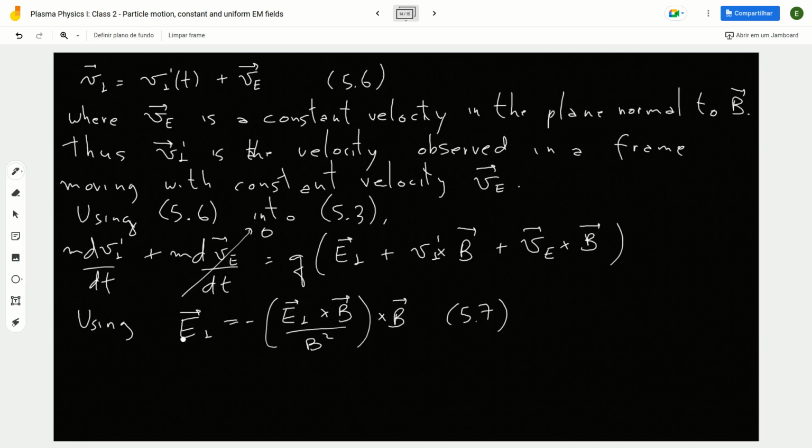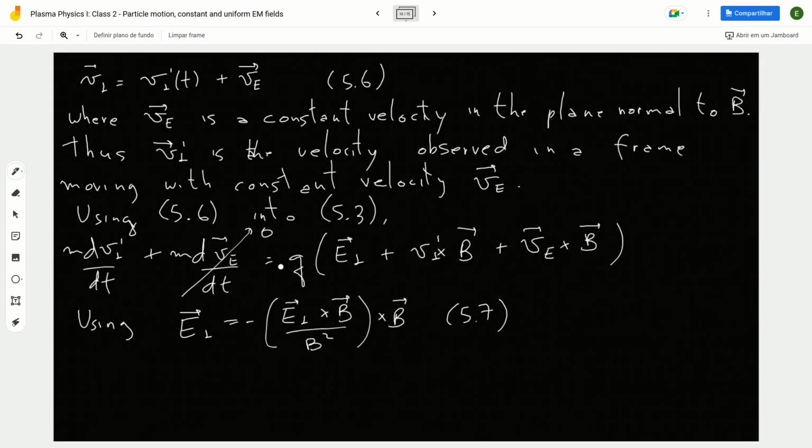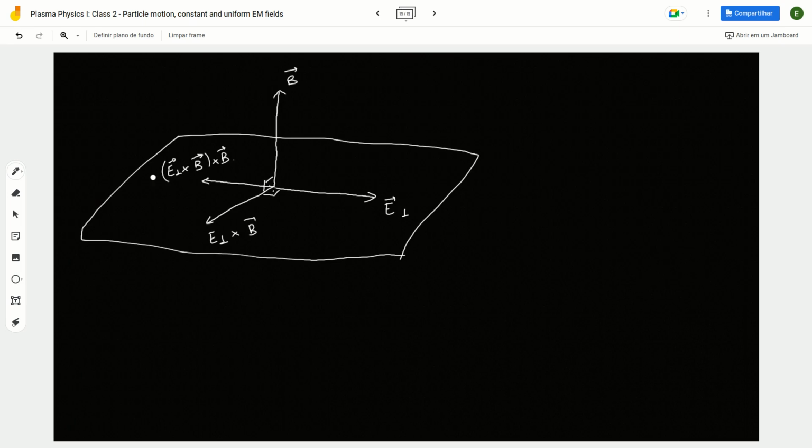Thus, I can write this like minus this, but divided by B squared. Why divided by B squared? Because if you take the modulus of this, it has almost the same modulus as this, but with the addition of B squared here. So we have to get rid of this one. You have to cancel this in the component of modulus. And you need the minus here to point it back towards this direction. But why have I written it like this? Because it's going to be easier to interpret the motion writing it this way.